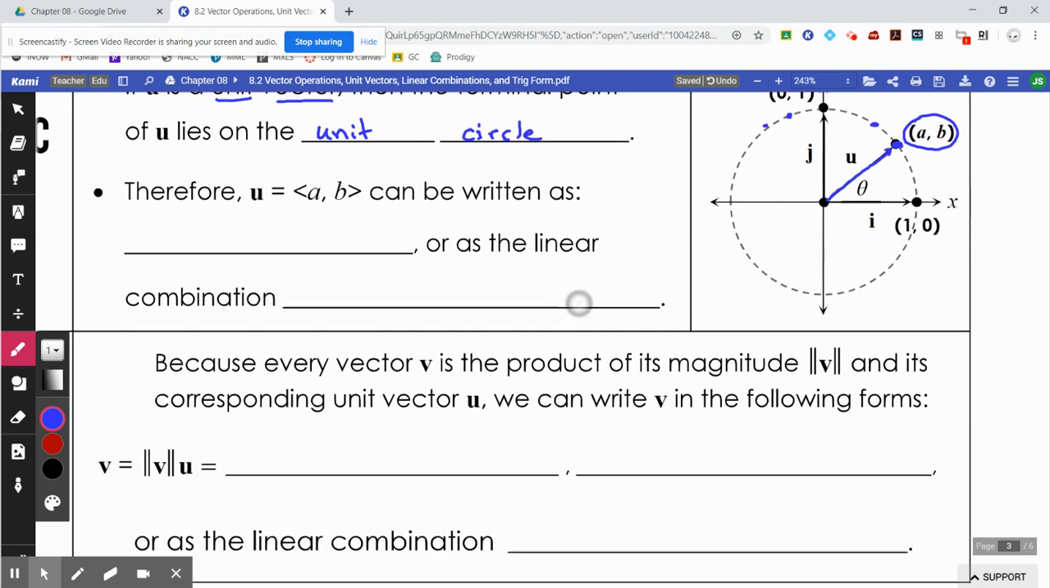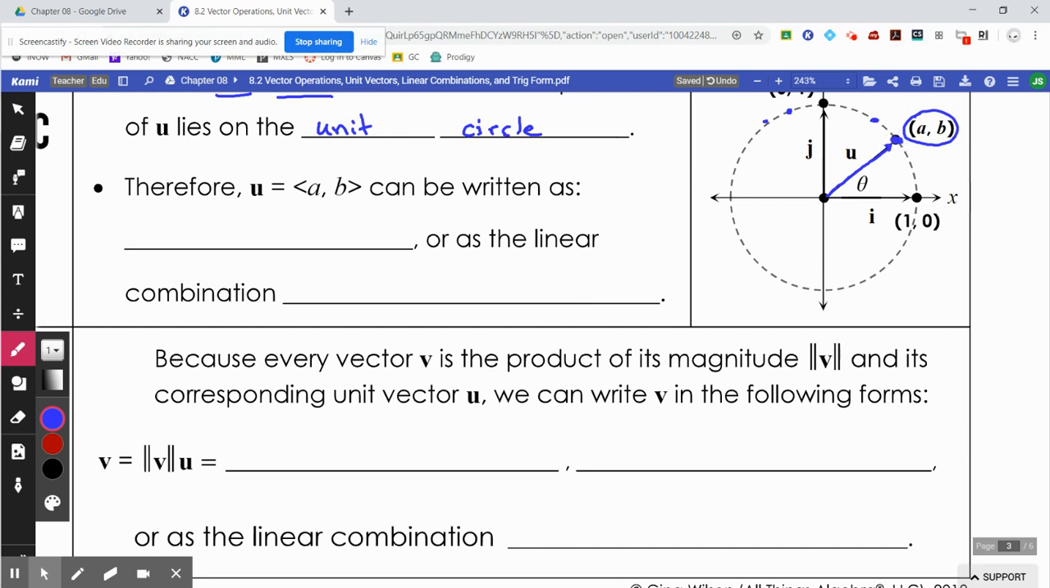Therefore, u, which is the vector a comma b, can be written as, well, think about this. Each of these points on your unit circle are cosine values and sine values. So therefore, the first component would be an x component, which is a cosine, and the second component would be a sine component, which is a y value. Or as a linear combination, the unit vector you can write as cosine of theta times i. Now, you've got to be careful because you're not multiplying theta by i, but the whole cosine of theta. And then sine of theta. Let's try that again.